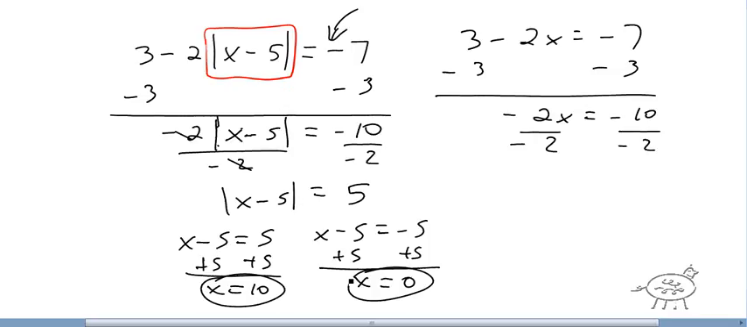And again, I can plug these back into the original problem. If I plug a 10 here, 10 minus 5 is 5. Absolute value of 5 is 5. And then 2 times 5 is 10. So 3 minus 10 is negative 7. Same thing with 0. 0 minus 5 is negative 5. Absolute value is positive 5. Times 2 is 10. 3 minus 10 is negative 7. So those are your two answers. So just be very careful. One more quick example.